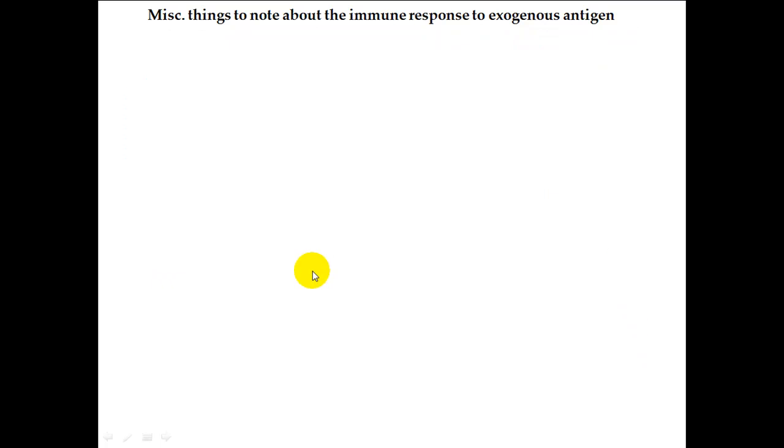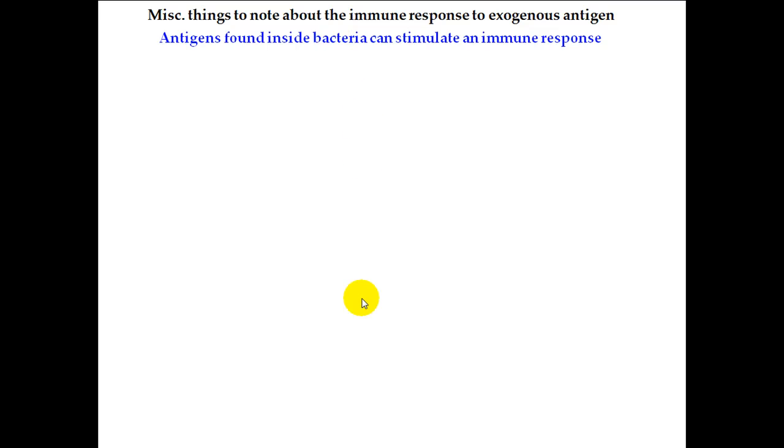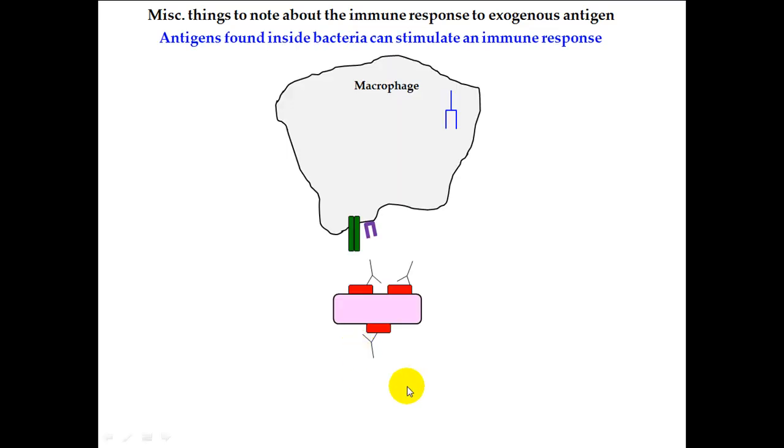Another miscellaneous thing to note about exogenous antigens is that antigens found deep inside bacteria are able to stimulate an immune response. That might seem kind of counterintuitive, so here's what we mean. Whenever you have a bacterial cell, common sense might tell you that the only part of it our immune system should be able to see is the outside, right? But actually, there are molecules that are antigens inside this bacterial cell that can also end up stimulating an immune response.